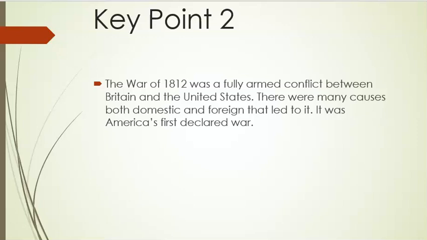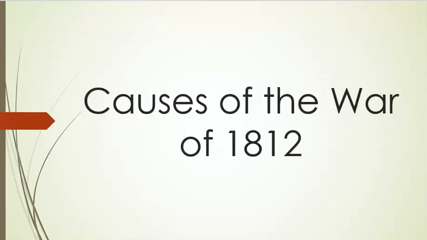The War of 1812 is a fully armed conflict between Britain and the United States. There are many causes, both domestic and foreign, and it was America's first declared war. It was the first war declared by the U.S. It was declared in 1812. The war went from 1812 to 1814. Kinda. We're going to get into why in a bit. So let's first go over some of the causes.